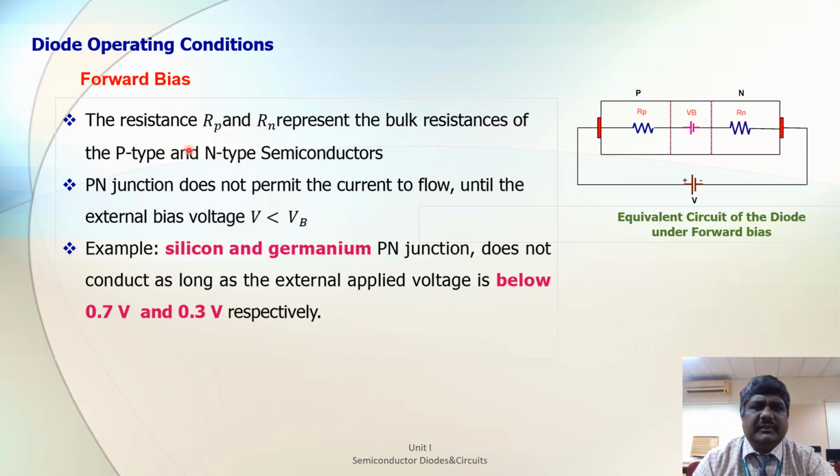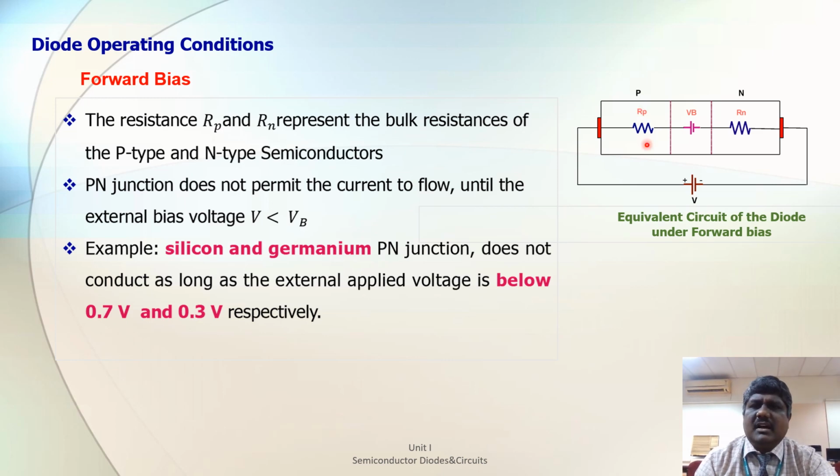Next we will be discussing the barrier potential in between. That barrier potential will be lesser in forward bias, because the depletion layer will be narrowed when compared to the no biasing condition. Now we can assume that each and every material will have its own resistance.